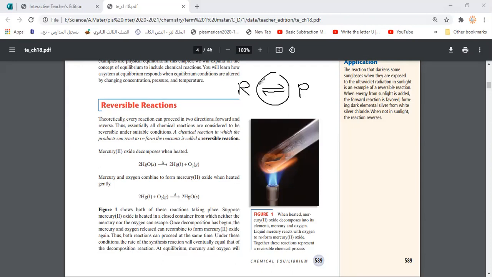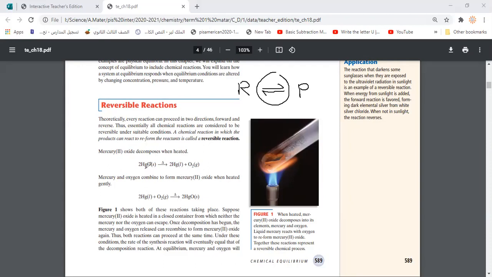So we call it a reversible reaction that could work in a forward direction, from reactants to products, and in the reverse or backward direction, from the products to the reactants. So simply, we say it is a chemical reaction in which the products could react to reform the reactants one more time. Let's take an example to clarify the idea.